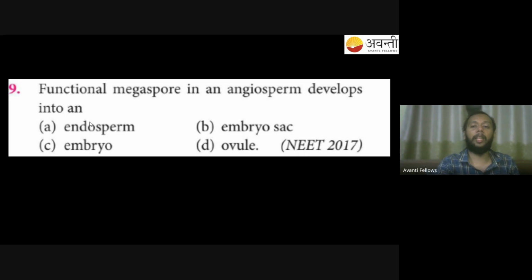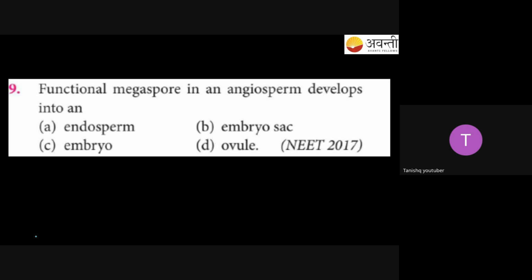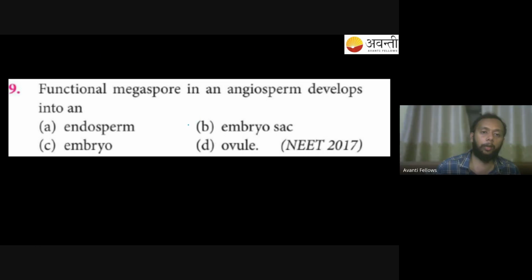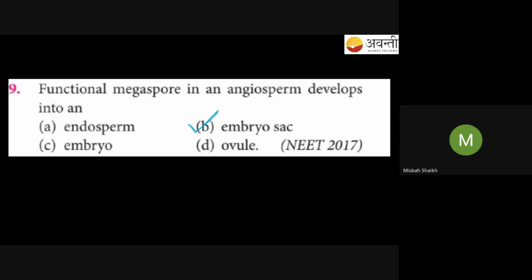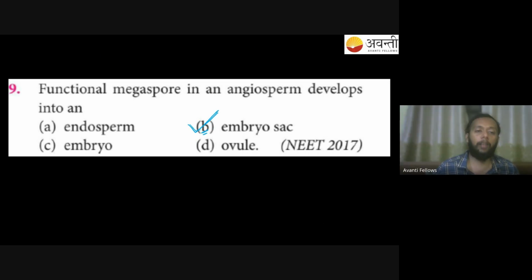Functional megaspore in the angiosperm develops into, just say it by unmuting yourselves, what does it form? It is always going to be forming my embryo sac. Okay? Functional megaspore will always turn into the embryo sac, right? And it will undergo 3 times mitosis, giving the embryo sac.